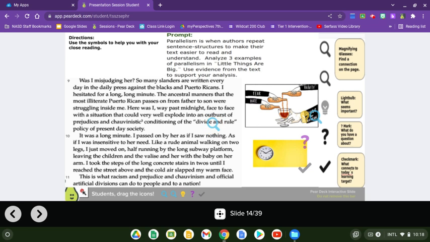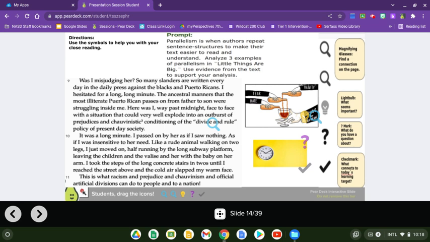It was a long minute I passed on by her as if I saw nothing, as if I was insensitive to her need, like a rude animal walking on two legs. I just moved on, half running by the long subway platform. Leaving the children in the valise and her with the baby on her arm, I took the steps of the long concrete stairs in twos until I reached the street above and the cold air slapped my warm face.